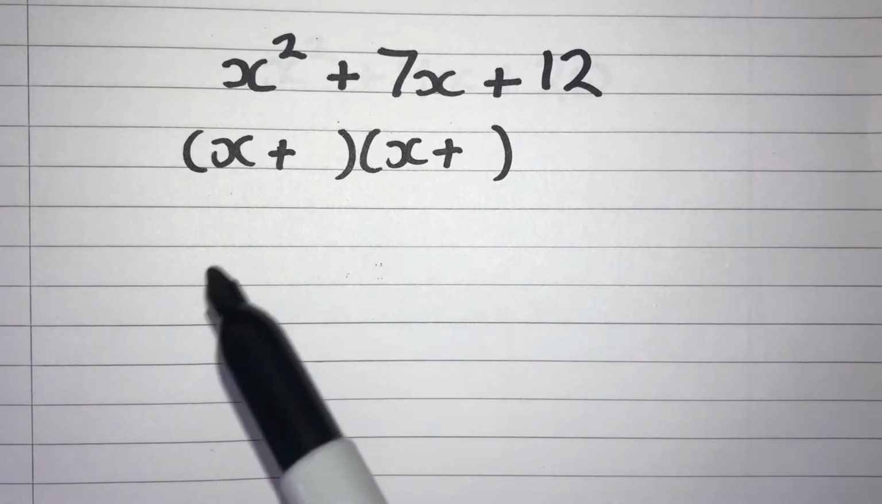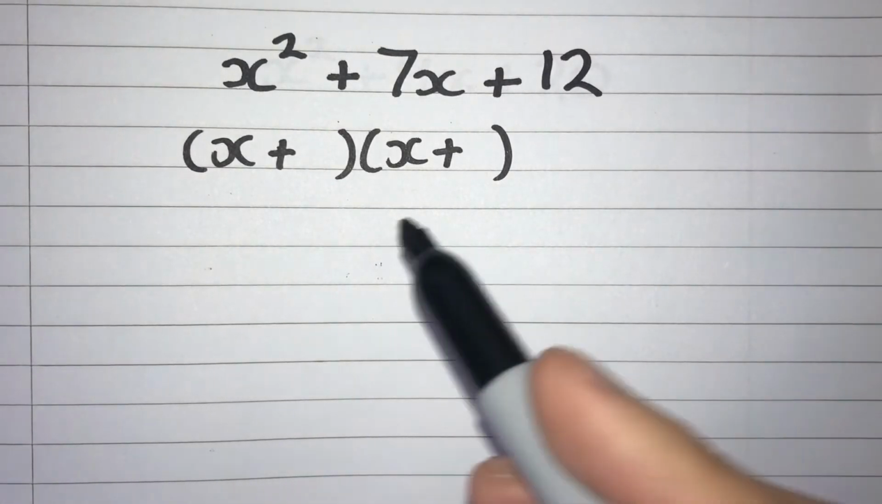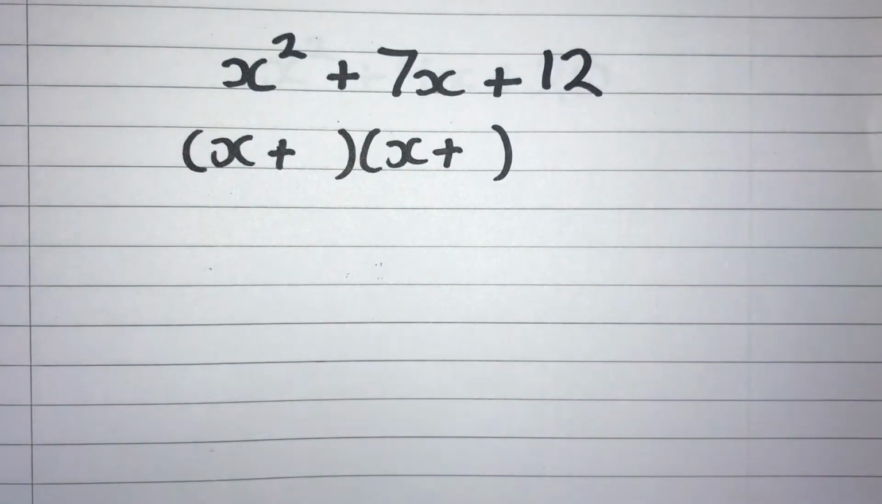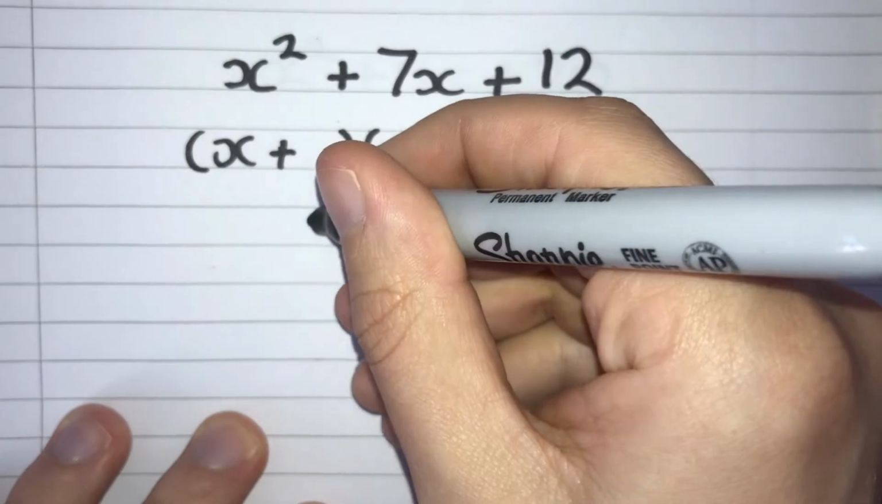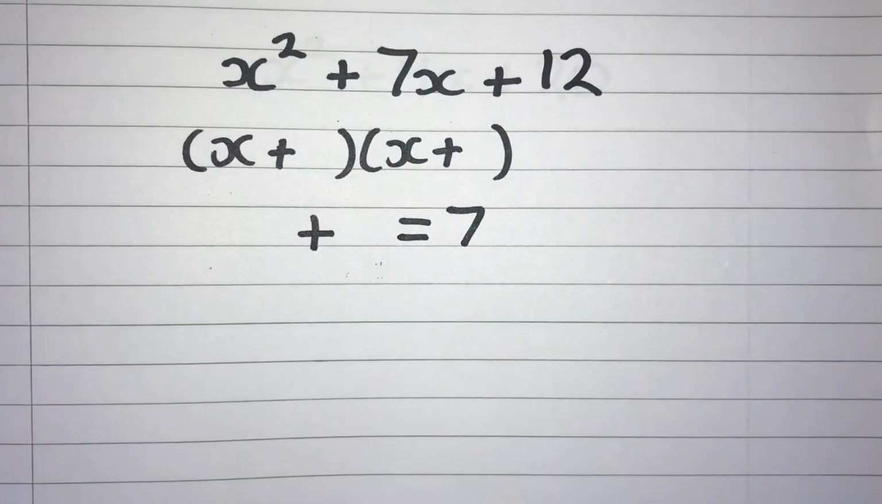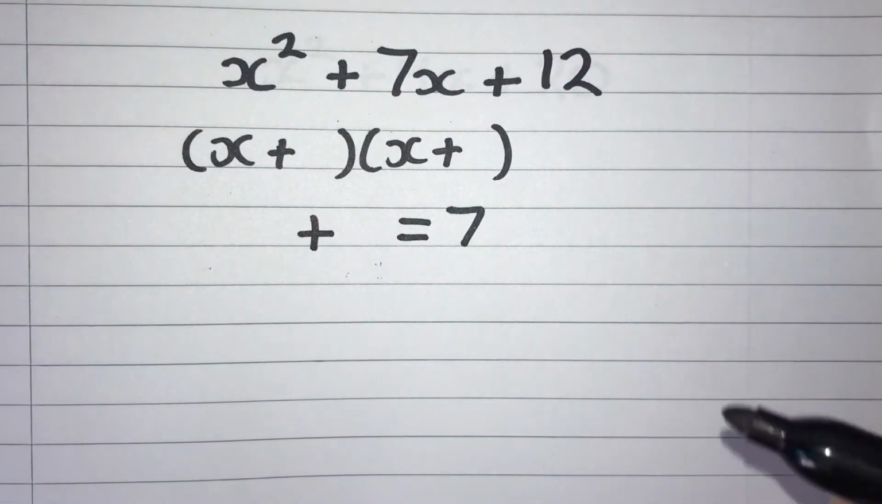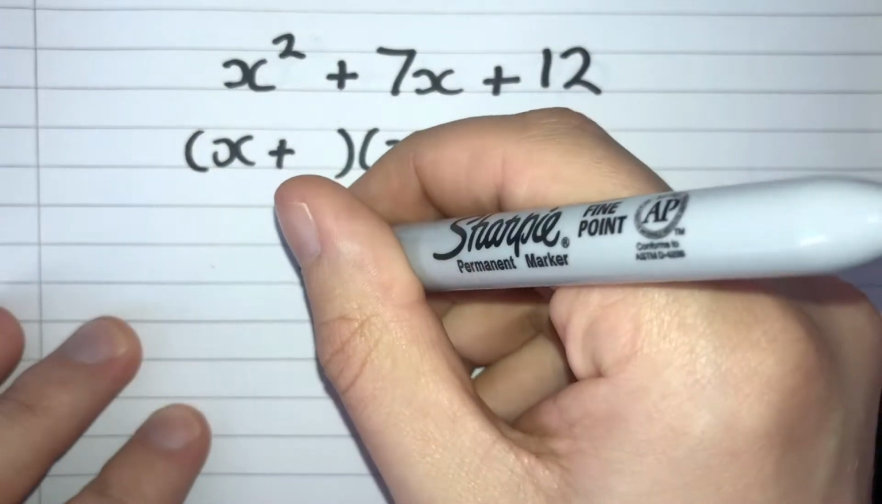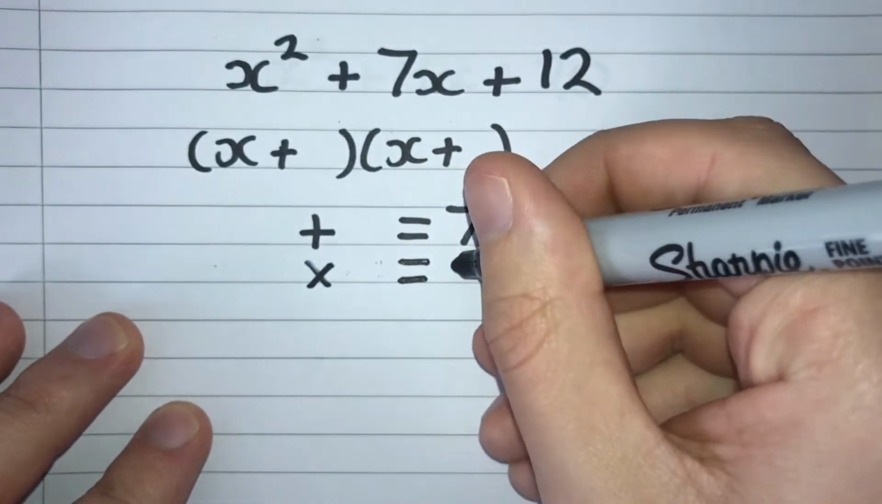So if we were to multiply this bracket out, we'd get two x terms that would add together to make 7x. So we need two numbers that are going to add together to give us 7. Also, if we multiplied these two brackets out, we'd multiply our two numbers and end up getting an answer of 12. So as well as having these two numbers add up to make 7, they've also got to multiply together to make 12.